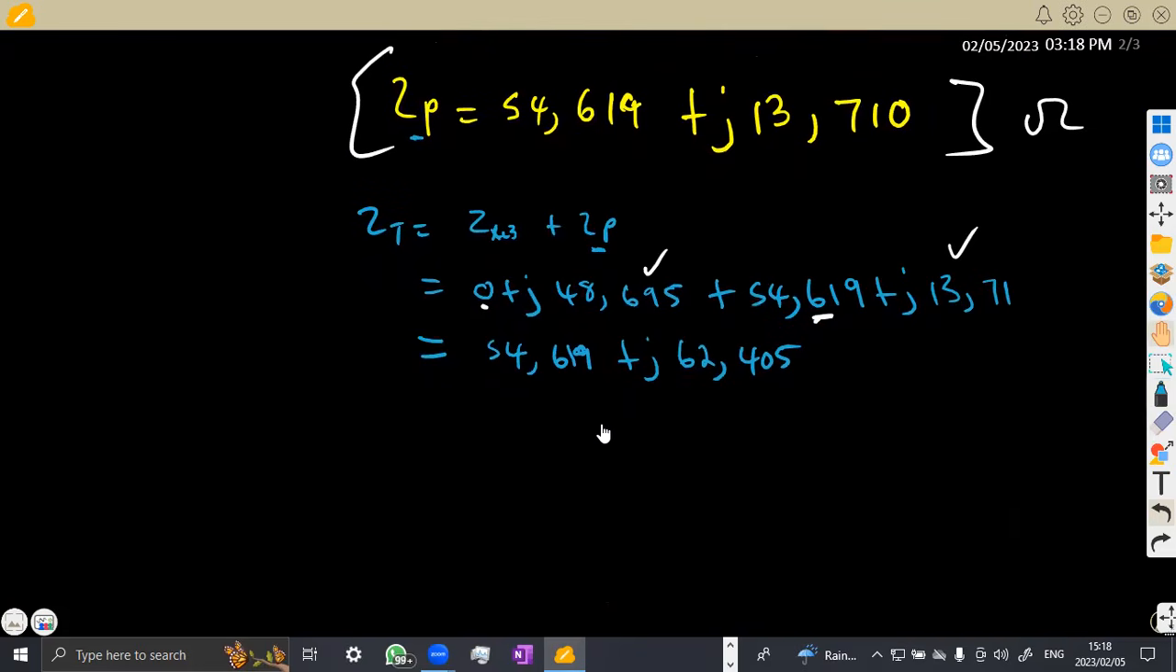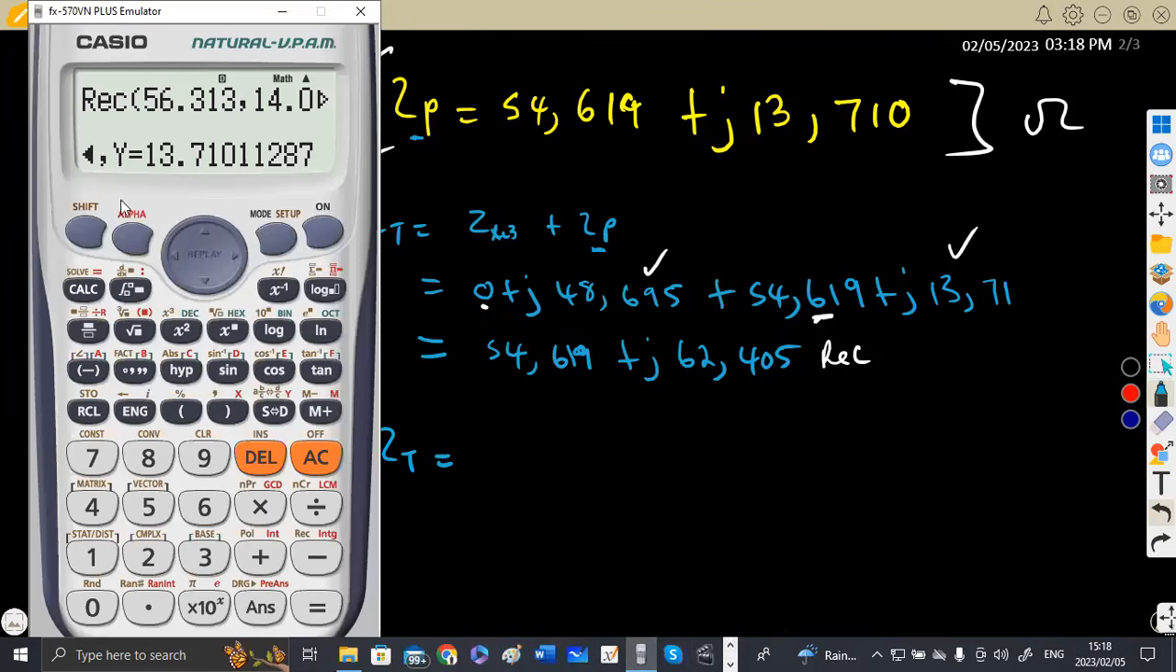But we can convert this to polar form. Remember, when you are dividing, it's best to divide in polar form. So we can convert our ZT to polar form. This is in rectangular form, so we convert to polar form. You need your calculator here. So that's shift, polar form, which is shift plus, we've got 54,619. Then to separate this, it's shift, comma, which is 62,405, like this.